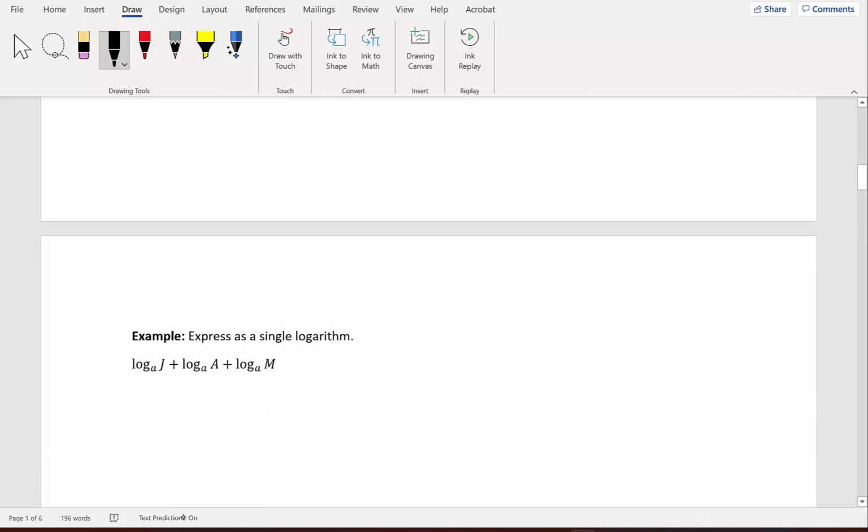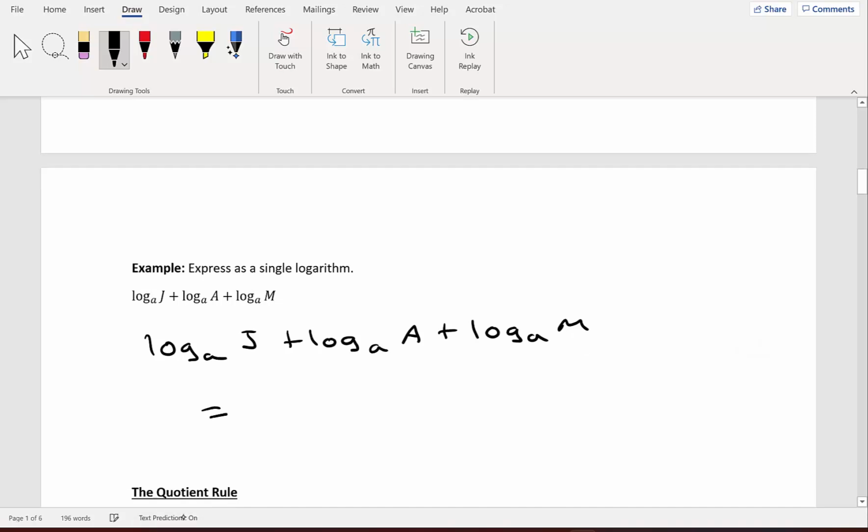Next one. So express as a single logarithm. So I have log base a of j plus log base a of a plus log base a of m. So since I am adding all of these logs together, I can combine them all with multiplication. So this would be log base a of j times a times m. So it would be log base a of j, a, m. And now we combine them into one log.